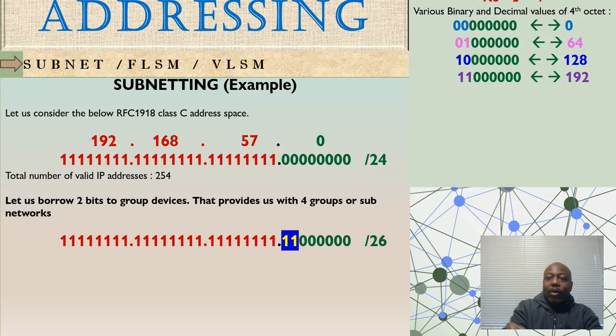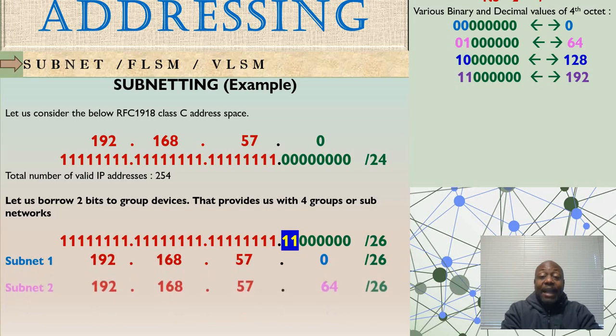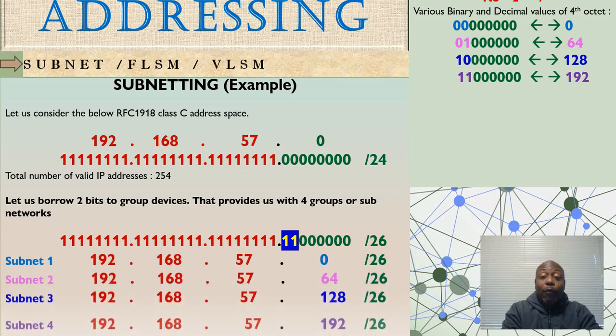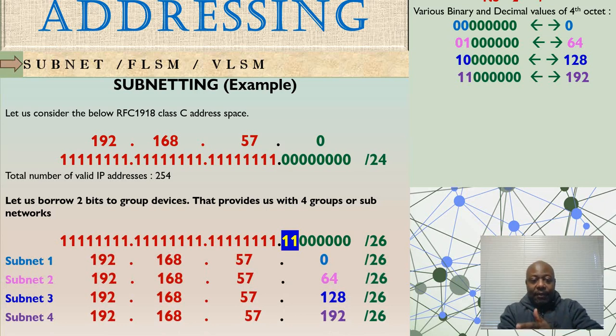The last octet, where we're borrowing the bits, can have these 4 values to represent our groups, right? You can determine the decimal value of these octets. You can refer to the previous video to make it easier to understand. That way, we're going to have these 4 subnets. That is, subnet 1, subnet 2, subnet 3, subnet 4.